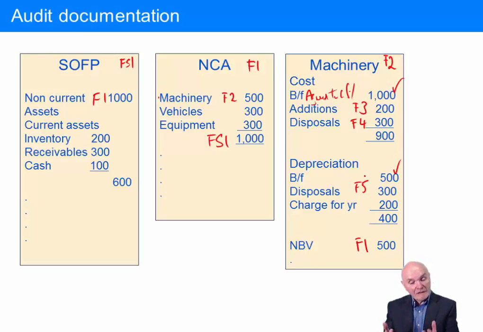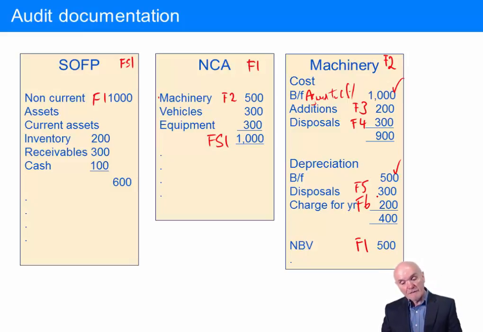Anything, everything, every figure really needs evidence. And then the charge for the year, F6. How are we going to do that? Well, you'd have to do some recalculations of the charge for the year. You maybe do a reasonable sort of test, almost an analytical procedure, although in detail you don't expect the charge for the year to be exactly 20% of the cost, because some items will be fully depreciated. Roughly speaking, you might expect the depreciation charge to be about 20% of the cost.